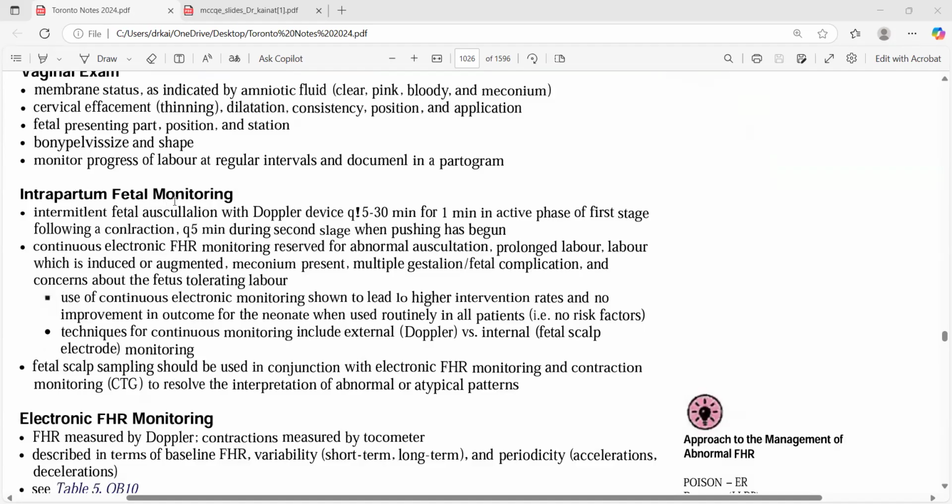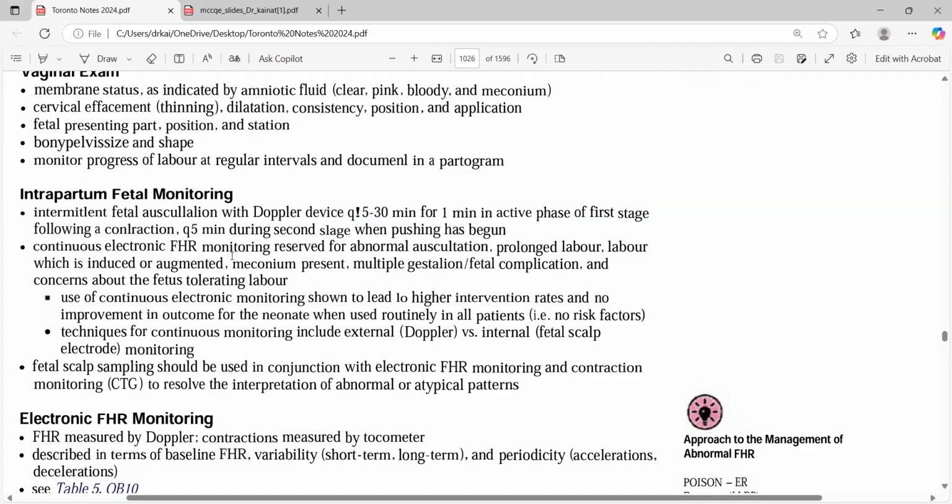Then intrapartum fetal monitoring, we'll be checking with the Doppler device, every 15 to 30 minutes, sorry, for 1 minute, as we already see in many of the MCQs that they like to ask these questions: for 1 minute, how many times, for how long. This is something tricky. In the active phase of the first stage, every 15 to 30 minutes for 1 minute, then every 5 minutes in the second stage. So you can see how different it is.